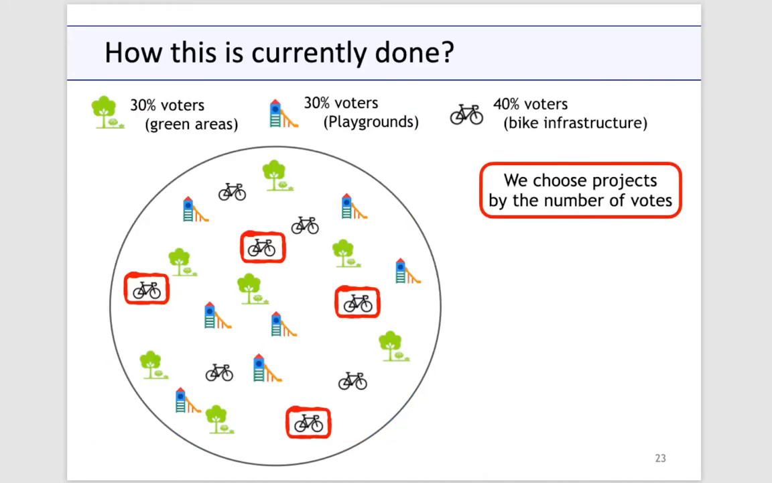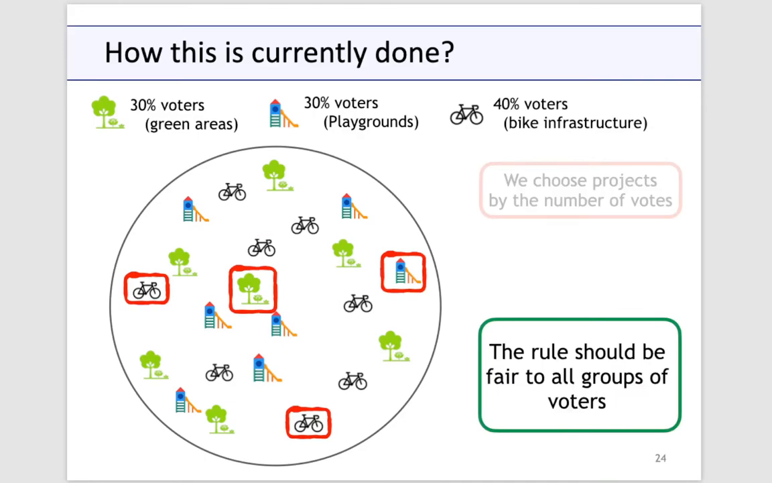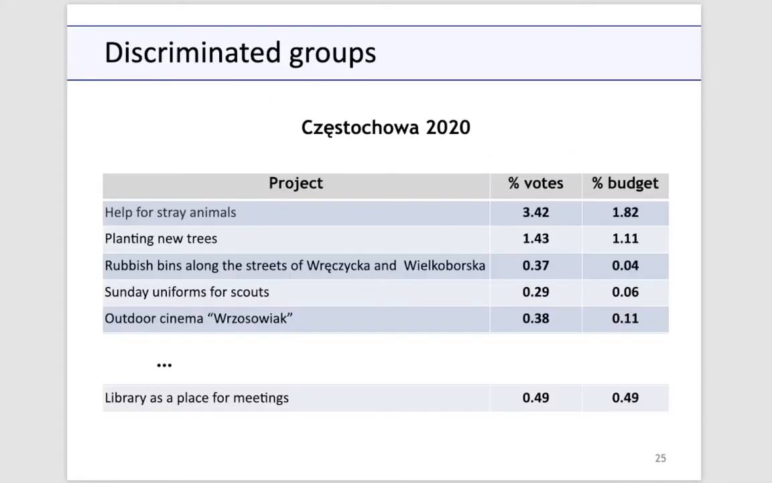We would rather have a proportional rule. A rule that would, only by looking at the preferences of the voters, make such a decision that each group of voters with similar preferences would be represented proportionally to its size in the outcome returned by the rule. As we have seen, the greedy rule can discriminate certain groups of voters, and now the question arises, does it happen in practice? This is the list of groups discriminated in an election that was held in Częstochowa in 2020.